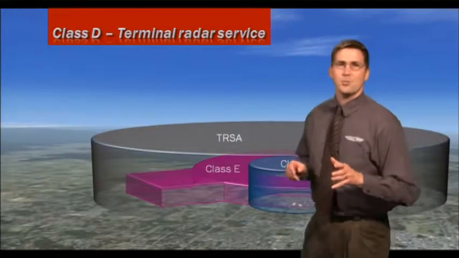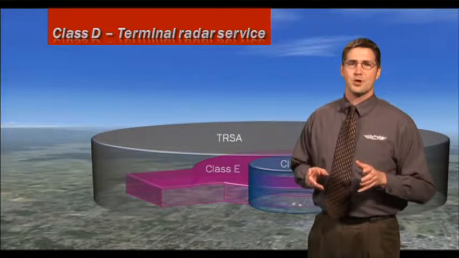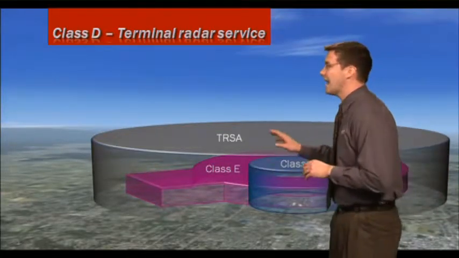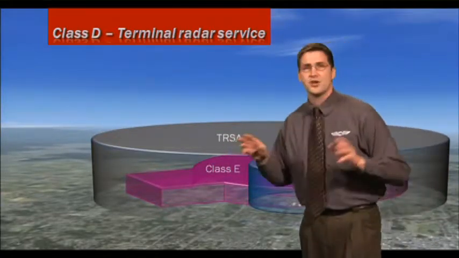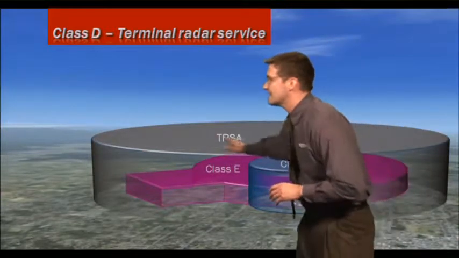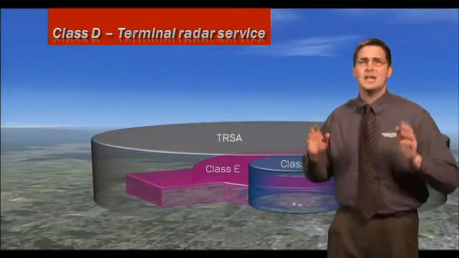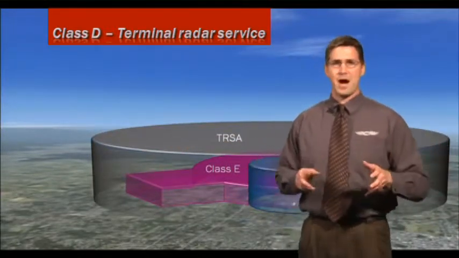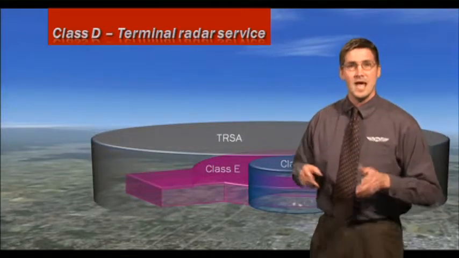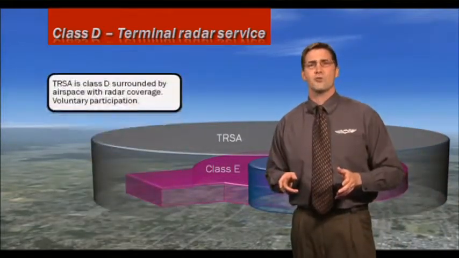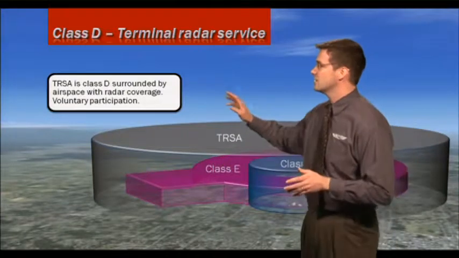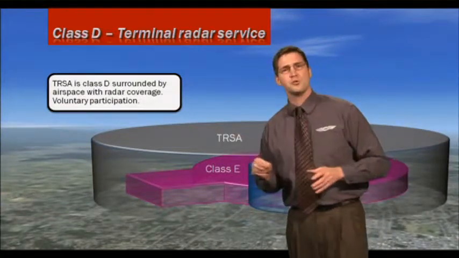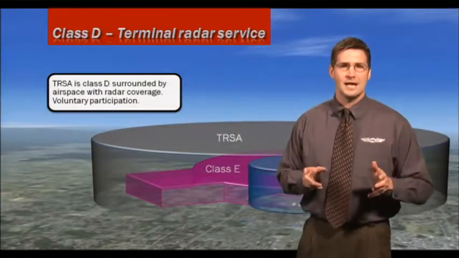Some Class D airports are surrounded by a terminal radar service area, also known as a TERSA. Now, a TERSA is shown on a sectional chart as a dark gray circle and numbers that indicate the top and bottom of the TERSA airspace. An approach control provides VFR radar traffic advisories to you in a TERSA. Now, you aren't required to talk to approach control, but it's always a good idea.